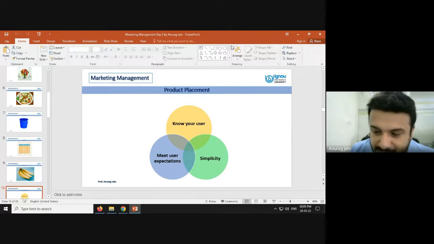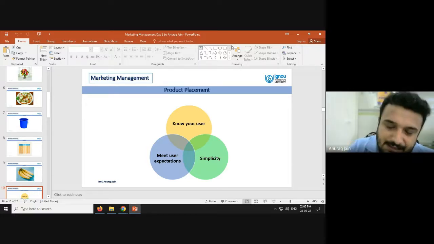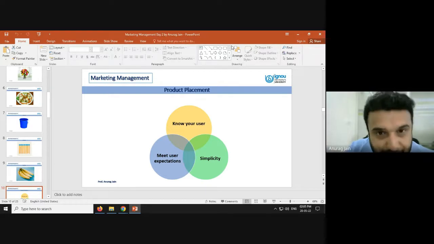What does simplicity mean? It should be able to address the pain point of the customer. It should be able to fulfill the reason for which the customer is going to buy that product. And this is something known as simplicity here.